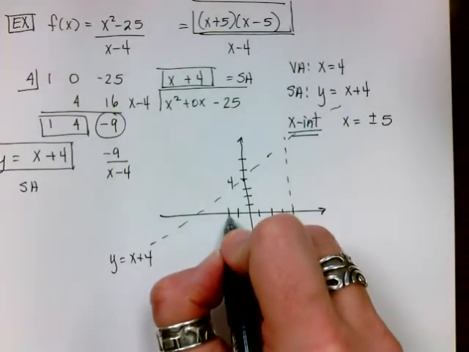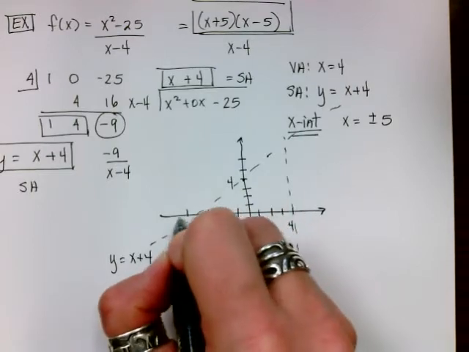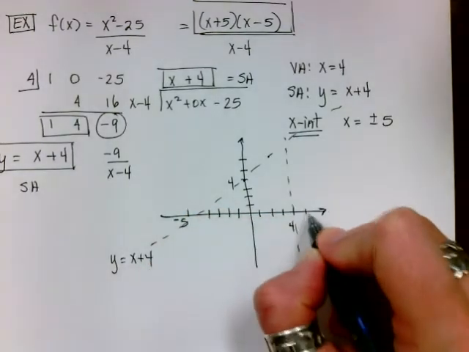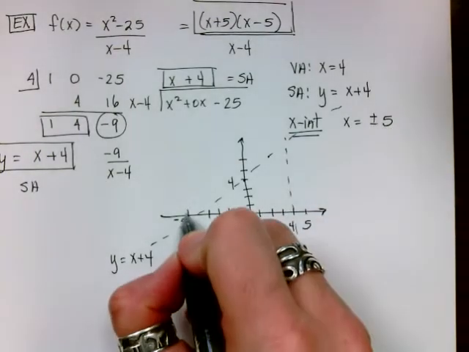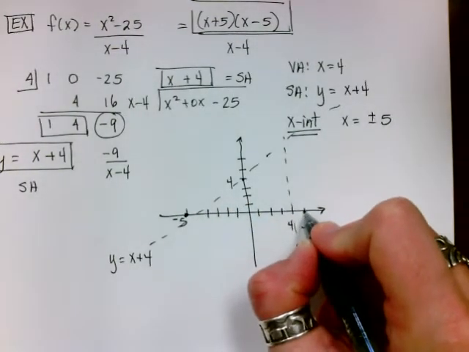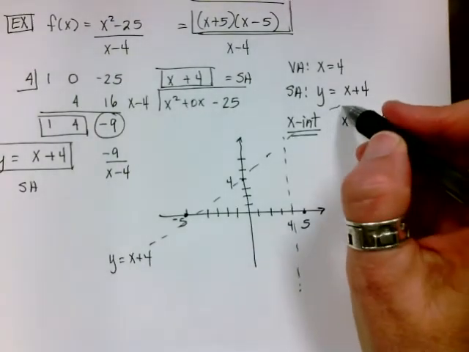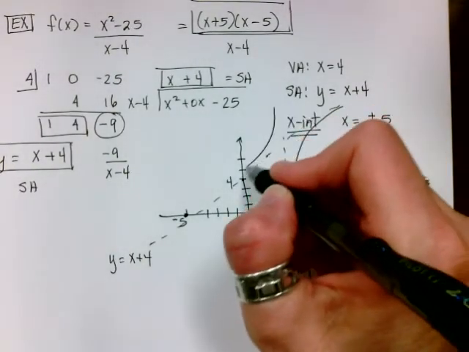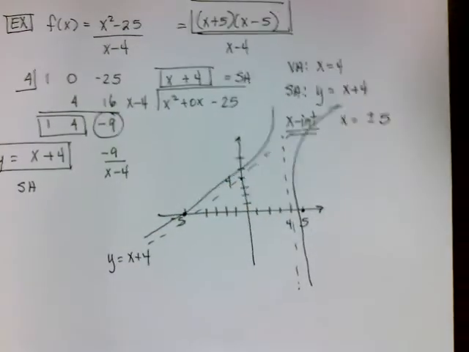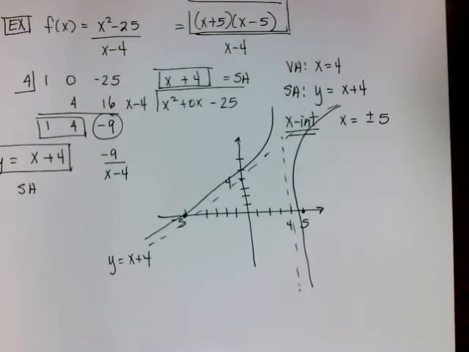And then I have 1, 2, 3, 4. This is a negative 5, and this is a positive 5. We found that my x-intercepts were at a negative 5 and a positive 5. So now I can draw my graph. Oops, I missed my dot, sorry. And this one. So there's my cool graph.